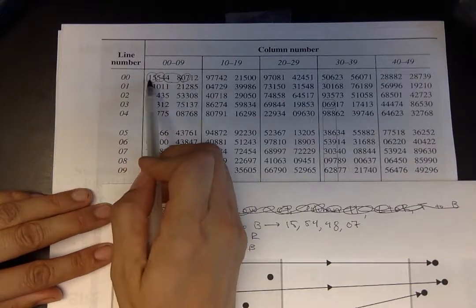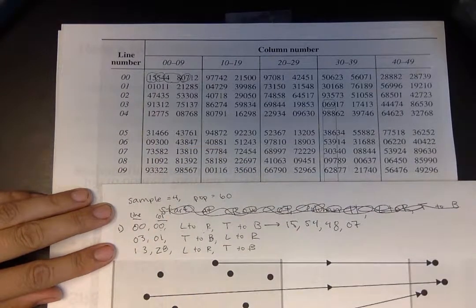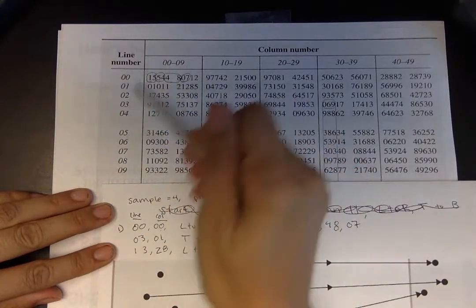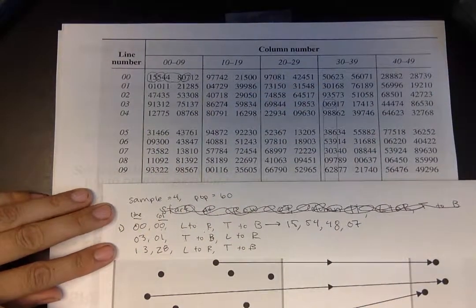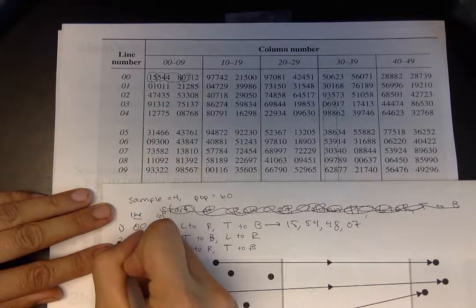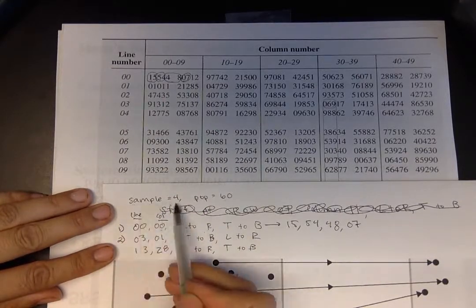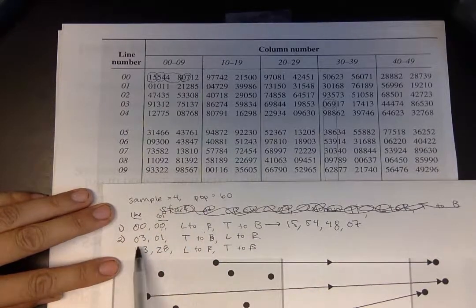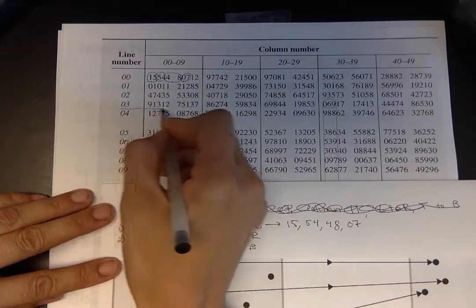I don't always want to start here, because if I'm always starting here, then this table becomes not nearly so random because it's highly selective among these numbers up here. So another way that I could do it: let's do the same sample of 4 from a population of 60, but let's start on line 3, column 1. So line 3 is this one.